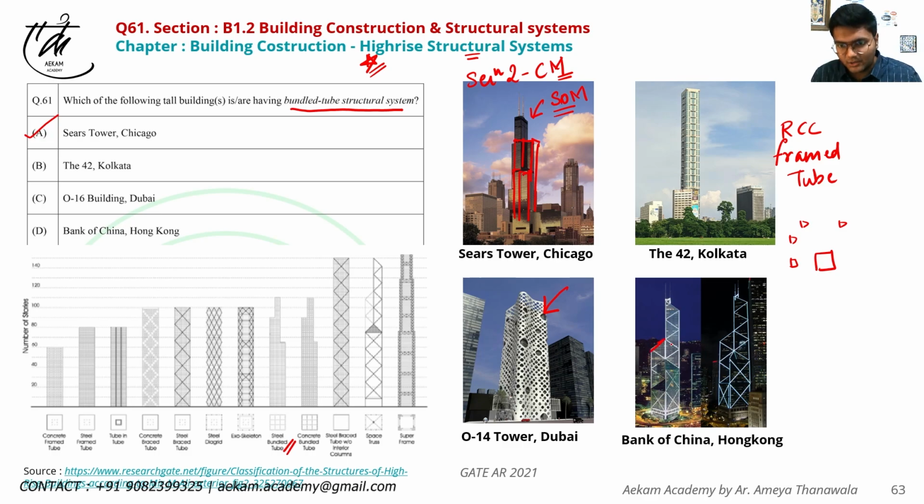It might look like a bundled tube structure, but it is a famous example of a space truss. So the only correct option, even though this is an MSQ, is A, Sears Tower, Chicago.